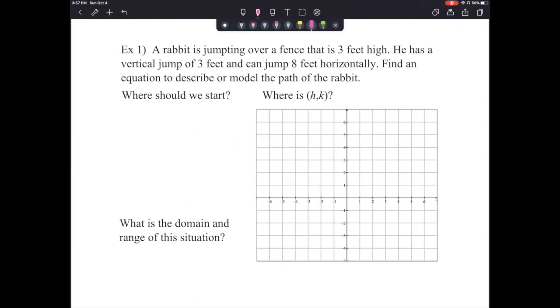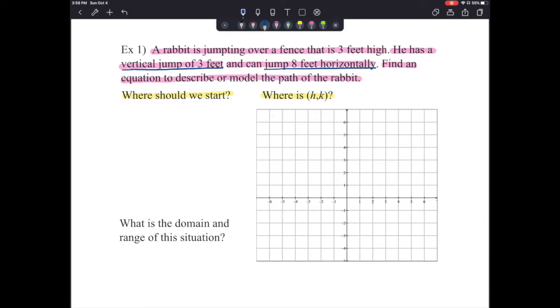Example 1. A rabbit is jumping over a fence that is 3 feet high. He has a vertical jump of 3 feet and can jump 8 feet horizontally. Find an equation to describe or model the path of the rabbit. First question it asks, where should we start? And then it also asks, where is our vertex, or H, K? Above, it says that our rabbit has a vertical jump of 3 feet, and it can jump 8 feet horizontally.